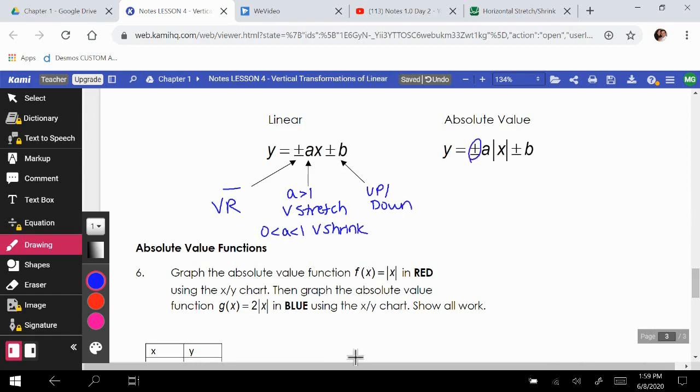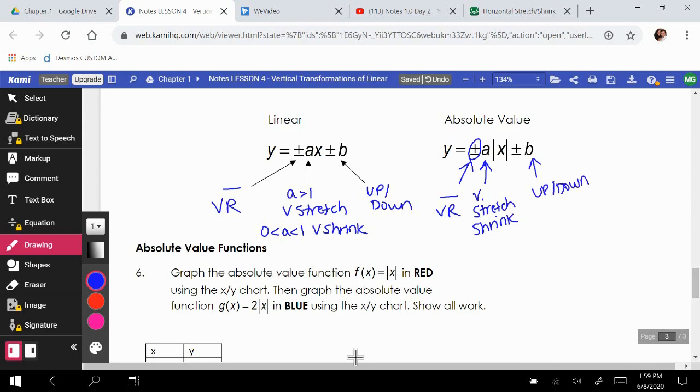So what do you think is going to happen if you have a negative out front? Again, it's going to be a vertical reflection. A value, that's going to be your vertical stretch or shrink, if it's a number other than 1, right? If it's bigger than 1 or if it's less than 1, greater than 0. And then again, B is going to be up, down. The translations work the exact same.